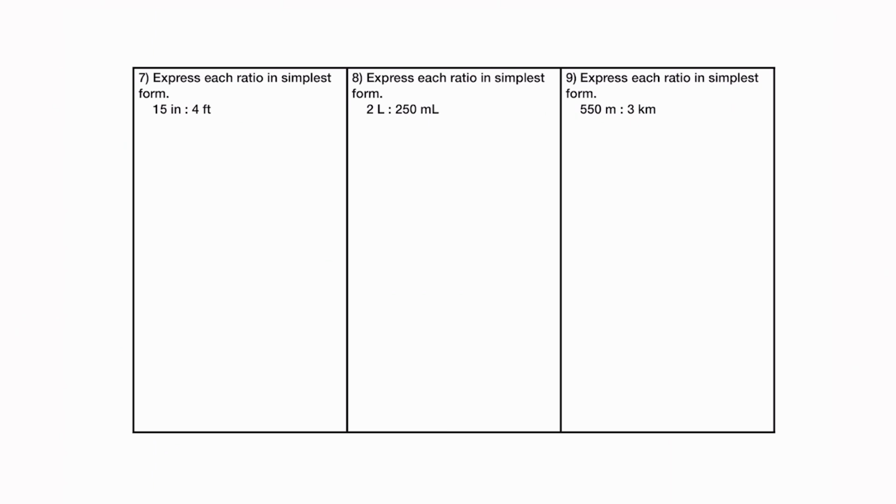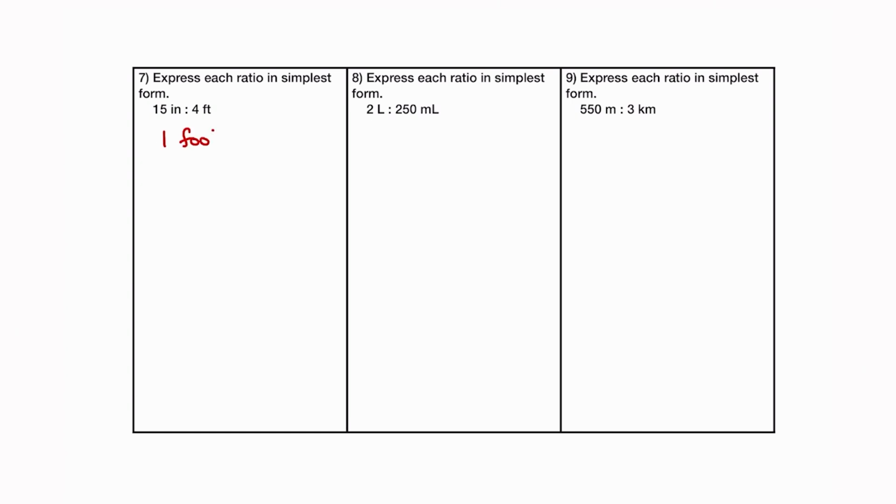So again, it's the simplest form, but here we're not given just numbers. We have some units with them. And when you have units, you have to have one unit. You cannot have different units, as in like inches and foot. So you'll have to convert one of them to the other one. Okay. Here we are going to convert foot to inches.